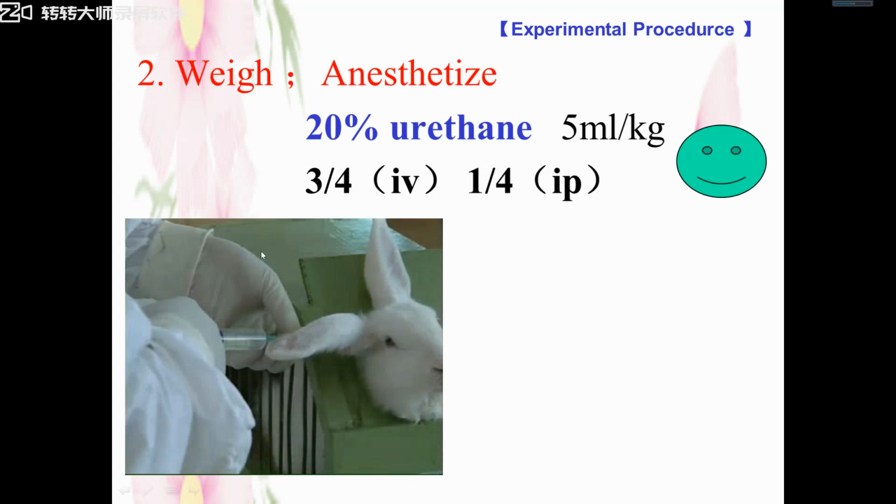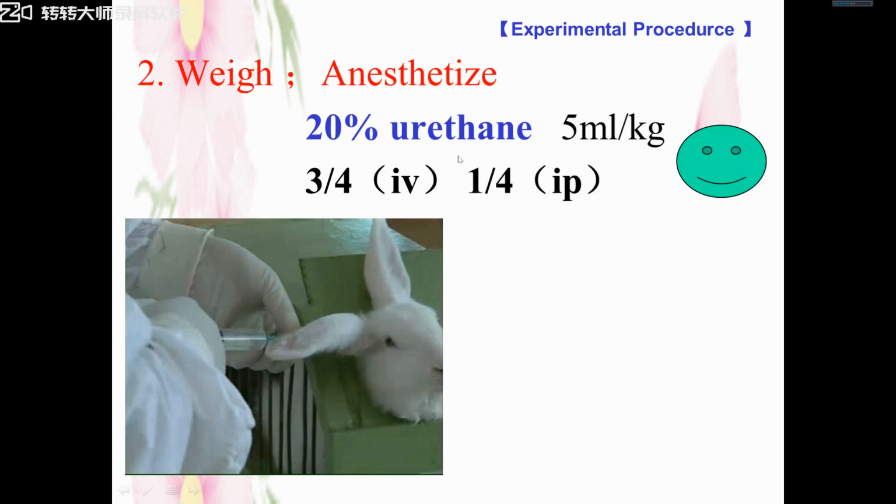Okay, and then you use your big injector, take 20% urethane. For each kilogram we give 5 milliliters of urethane, so you can anesthetize your rabbit with 20% urethane solution. For example, if the body weight of this rabbit is 2 kilograms, we take 10 milliliters of urethane.